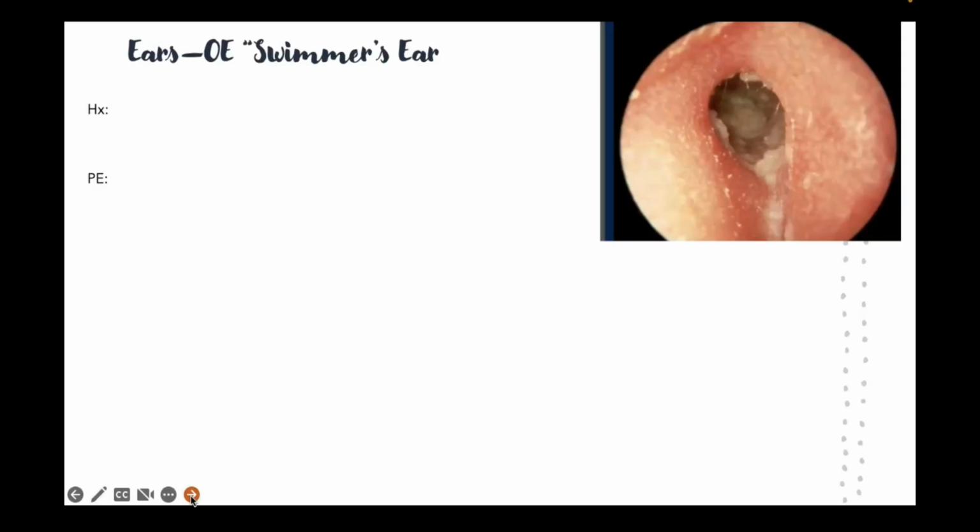What is the typical history? Usually the patient will complain about itching or irritation, some pressure or fullness in the ear. Sometimes there might be a little bit of discharge that might drip down the side of their ear. And some, again, pain. They sometimes will have pain from the pressure.